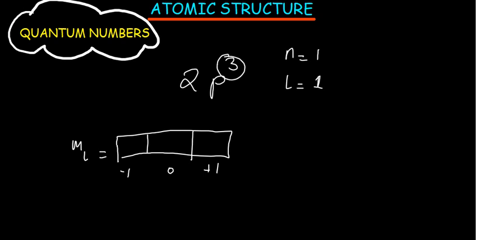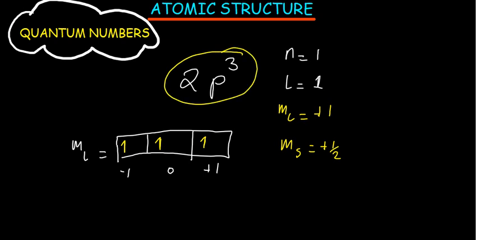Now we have 3 electrons here. Whenever you are filling electrons, you first put 1 electron in each orbital, and they should all have the same spin, pointing in the same direction. So the third electron is the one we're referring to. That means ML, the magnetic quantum number, is positive 1. And the electron spin, ms, is pointed up, so it is positive half. So these are the four quantum numbers for the 2p3 electron.